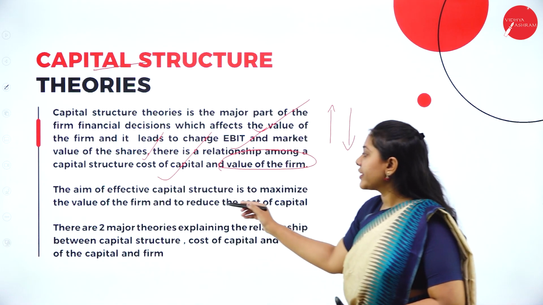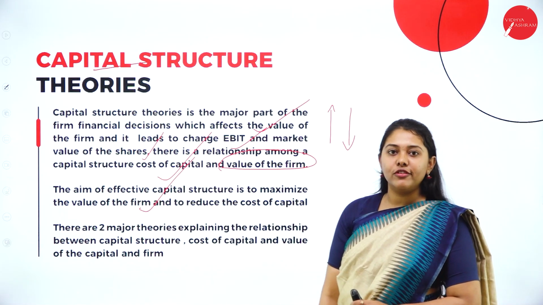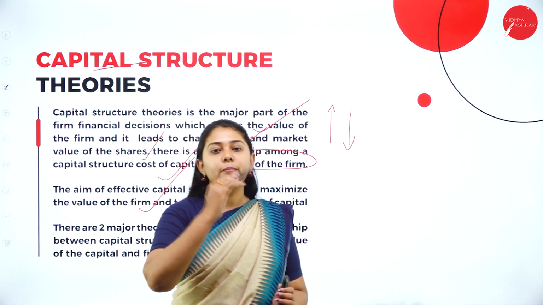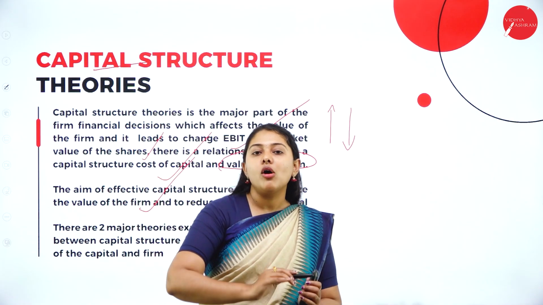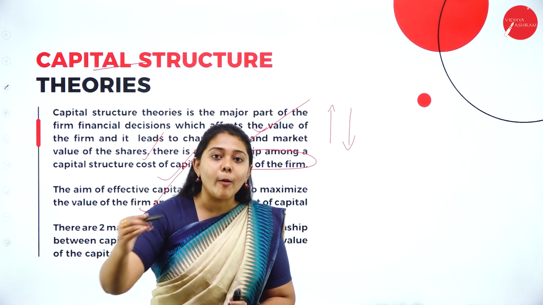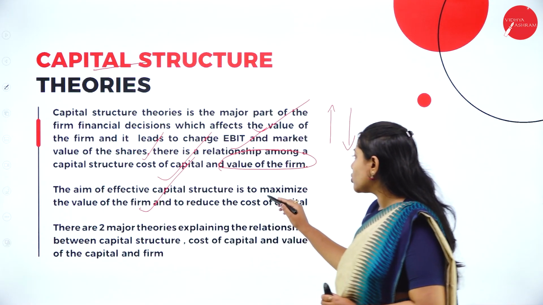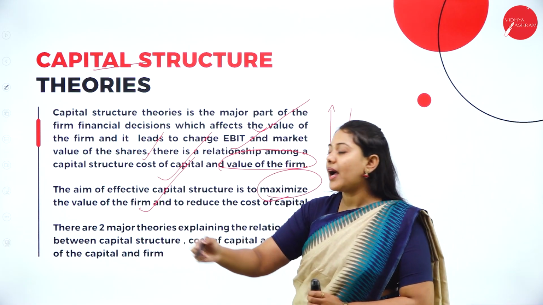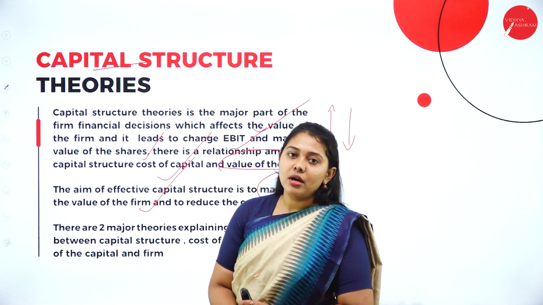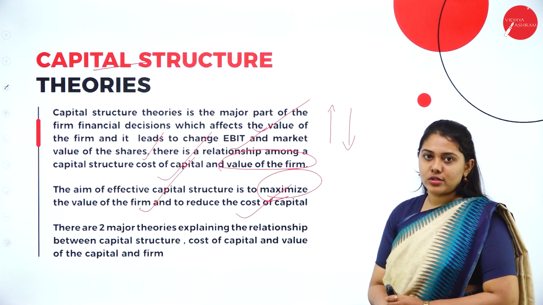So the aim of effective capital structure is to maximize the value of the firm. So as I have told you, which optimum capital structure, if they use a combination of debt and equity or the combination of equity, preference and retained earnings, so that the value of the firm increases. So this is to maximize the value of the firm. So that is the main aim behind the capital structure, to reduce the cost of capital.